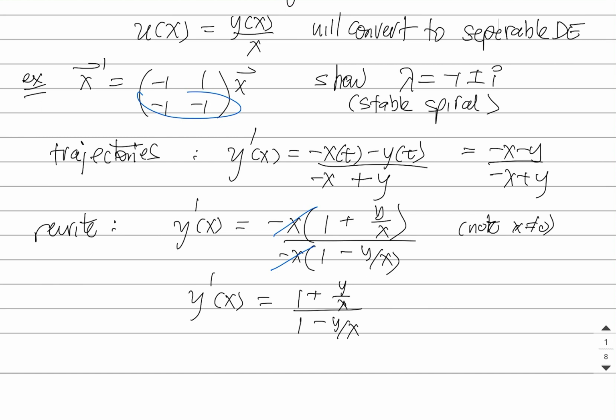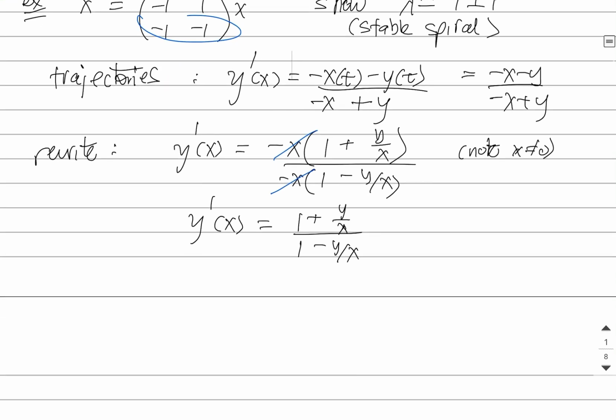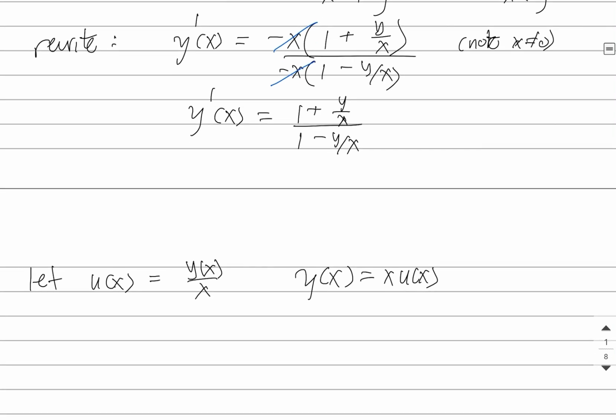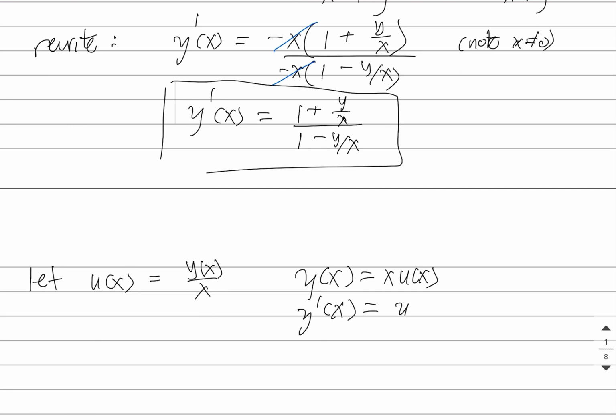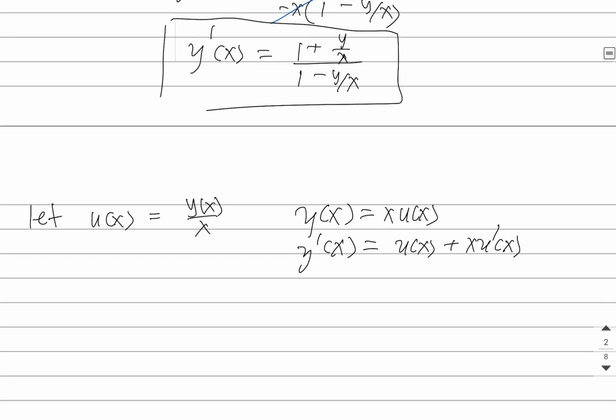So now it's time for our substitution. We are going to let u of x be y of x over x. And that means we could reorganize things and have y of x equal to x times u. We are going to try to replace this entire DE in terms of u and x. So obviously we'll need to replace y prime. We'll use the product rule. We'll get u of x plus x times u prime of x. And then we're going to substitute this in.